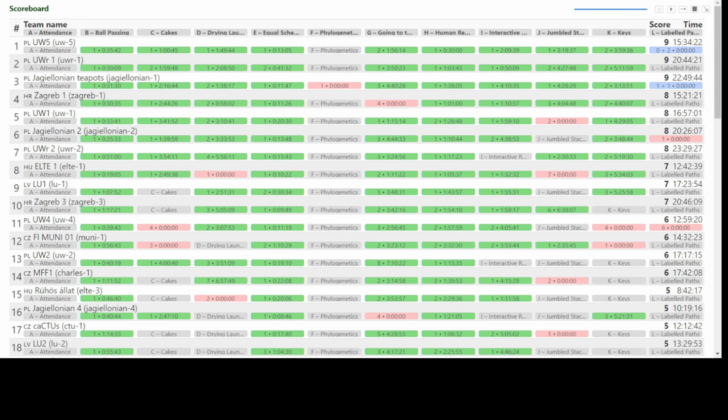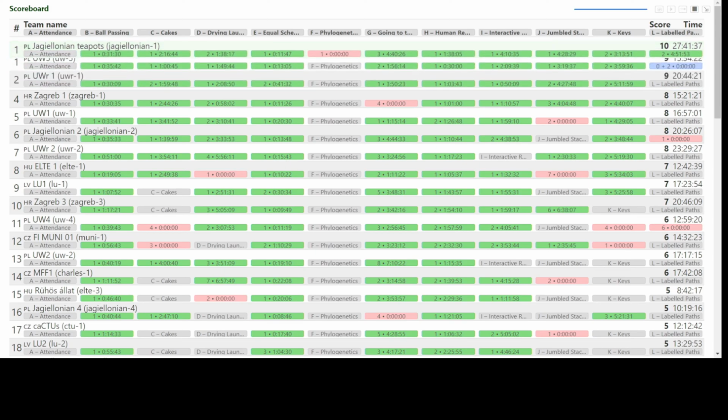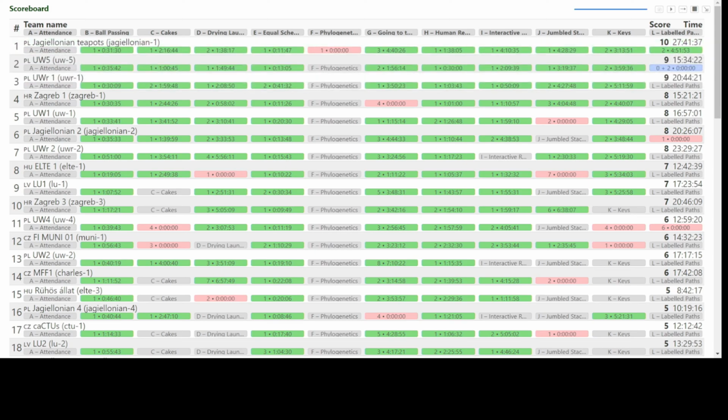And now for the Polish trio on top, we have Jagiellonian University in Krakow, University of Wrocław, and University of Warsaw. Jagiellonian teapots, they had 5 problems still open when we first saw them. 1 was incorrect, 3 were correct. The final one, problem L, was also correct, and they win 10 points.